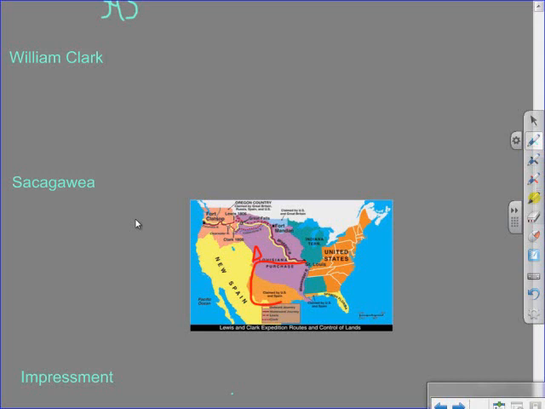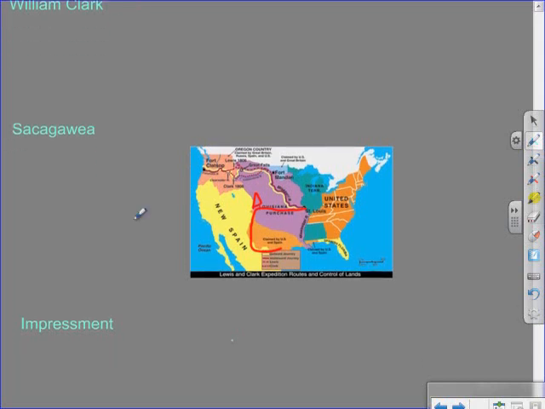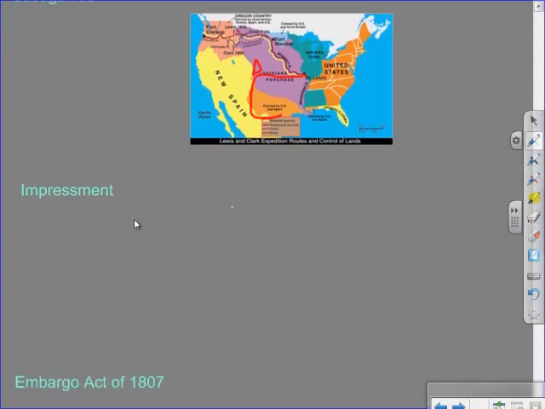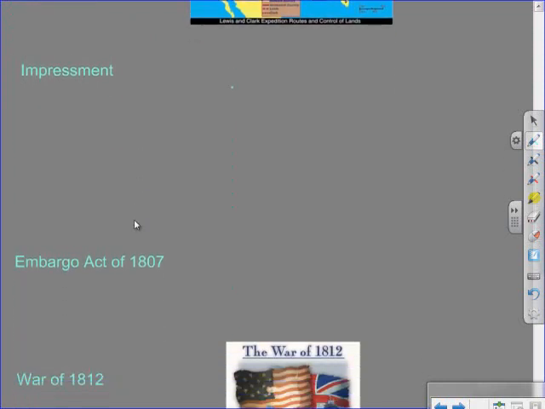And so they make it all the way to the Pacific Ocean. They come back to St. Louis. They've made some reliable maps. They find out that they don't have an all-water route, but at least the Louisiana Territory has been somewhat explored. Now, we start looking at problems that we have with other countries outside of the United States. It starts with the problem of impressment, which is found on page 354.